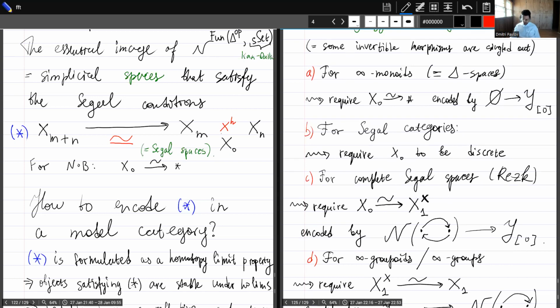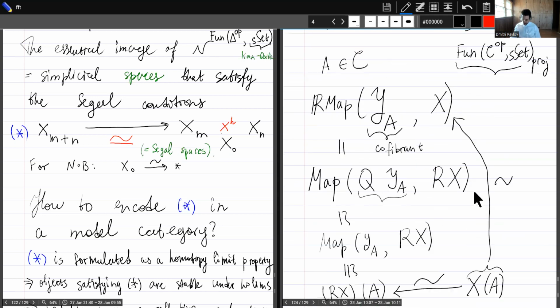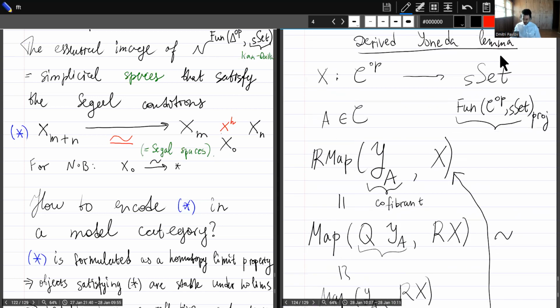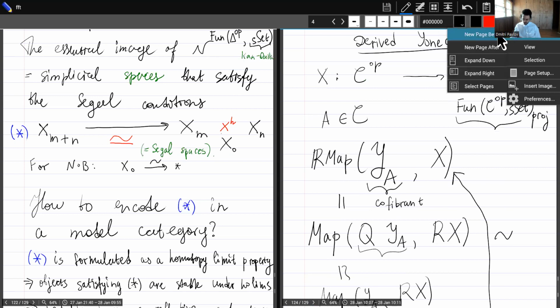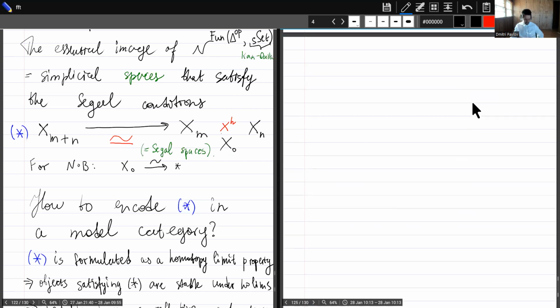Let's see. Okay, yeah, maybe I should have discussed this a bit more explicitly. Let me insert another page here. So let's collect what we have learned so far. We have the projective model structure on simplicial presheaves. Or it doesn't have to be projective, it could also be injective.